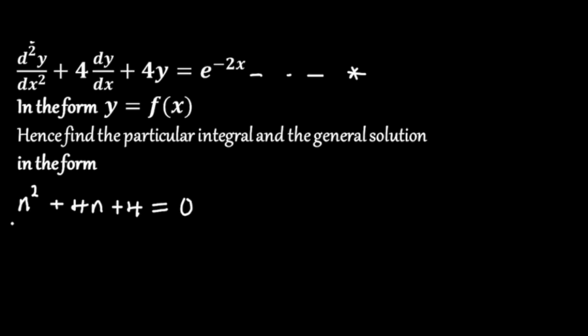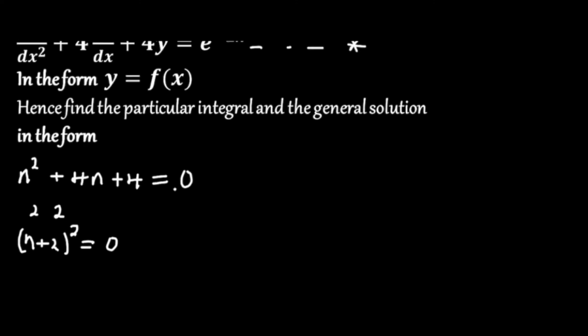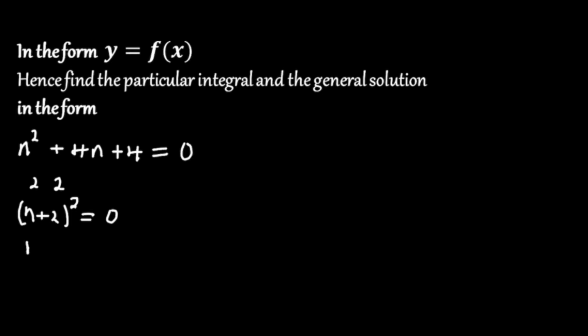So from here we're looking for factors of 4 that when we add, so we have 2 and 2, therefore we have n plus 2, all that squared, equal to 0. The first thing we've noticed is that we have repeated roots, because n1 is equal to n2, which is equal to n, and this is equal to minus 2.